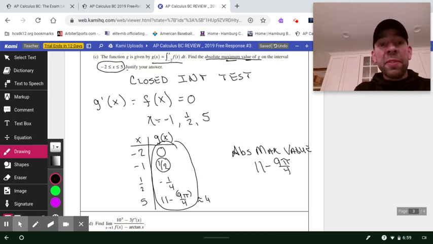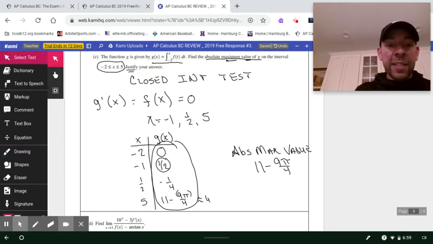All right, the absolute maximum value is 11 minus 9 pi over 4, and I think that's all we've got to do. Now, that justification they mentioned, that's basically everything we did there: taking the derivative of g, setting it equal to 0, constructing that table of values was all part of our justification. All right, we're ready to get into D here.